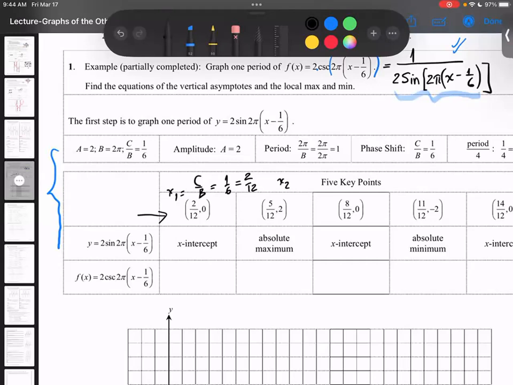The first x-intercept, if I was you, I would, should I plot the point down?